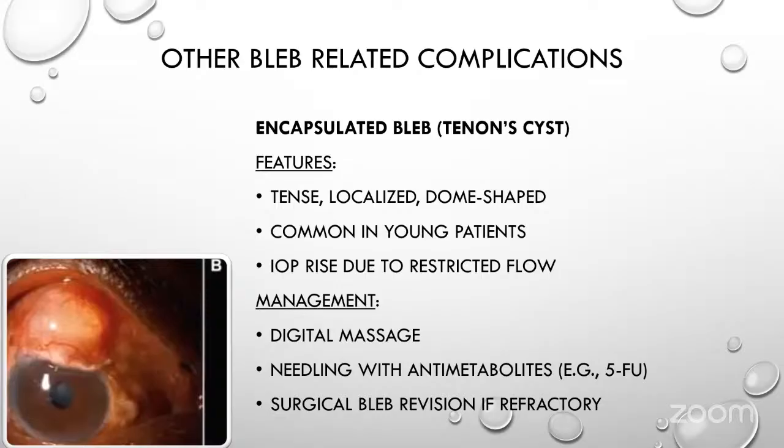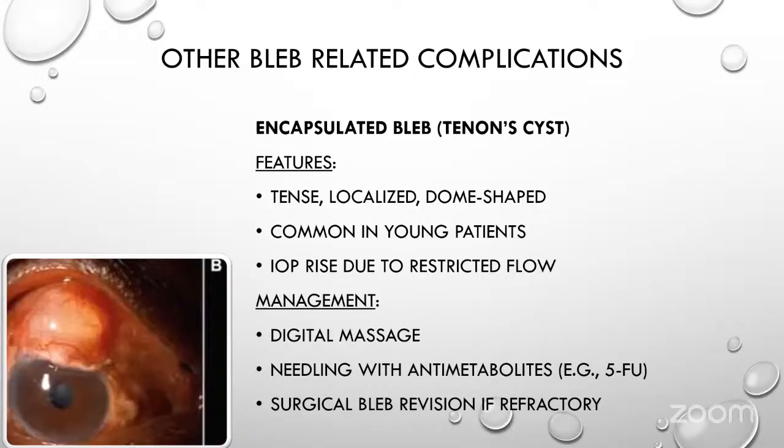Secondly, if it's more pronounced, you can do needling and anti-metabolite. However, in our experience, we found that the success rate of an encapsulated bleb with needling and anti-metabolite is practically less than 50 percent. Sometimes you may need to repeat it 2 or 3 times, and even with that, you may still need to place the patient on medication or do a different surgery.